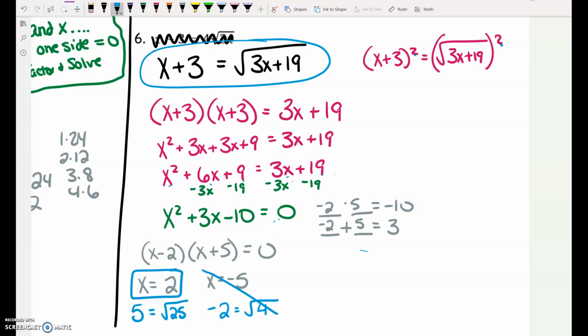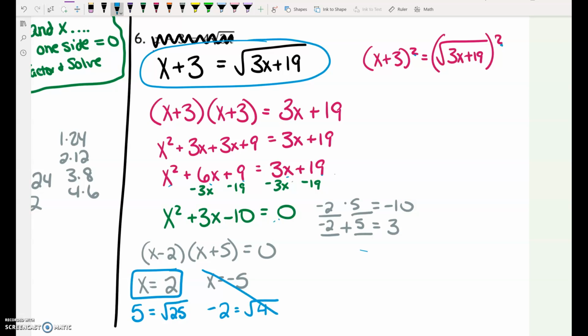Now, just because these two examples had the negative number being the extraneous solution, that doesn't mean that the negative number is always extraneous, but it often is. So definitely check the negative one. But when you have two solutions, you should always check your solutions.